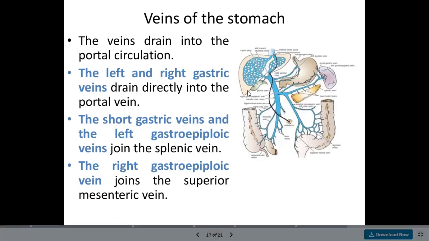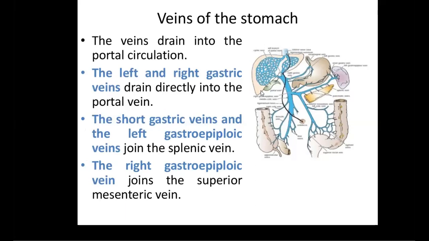So quickly, name the 5 arteries that supply the stomach. The left gastric artery, the right gastric artery, the short gastric artery, the left gastro-omental artery, and the right gastro-omental artery. Good. And you know where each of them supplies? Yes, sir. Very good. I can see it. Good, very good.